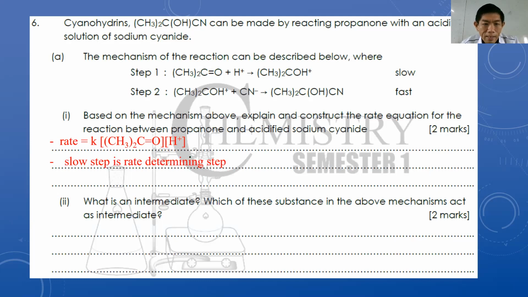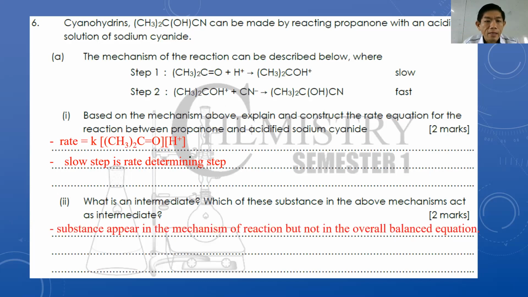Number 2, what is an intermediate? Which of these substances in the above mechanism acts as the intermediate? A substance that appears in the reaction mechanism but not in the overall reaction. So here, it is the (CH3)2C+OH that acts as the intermediate, because it only appears during the reaction but does not form as a product. So that is the 2 marks.